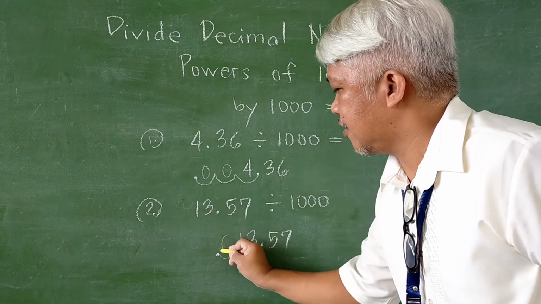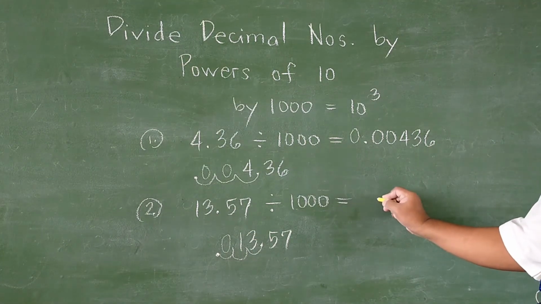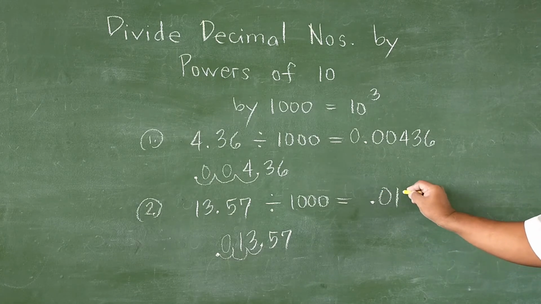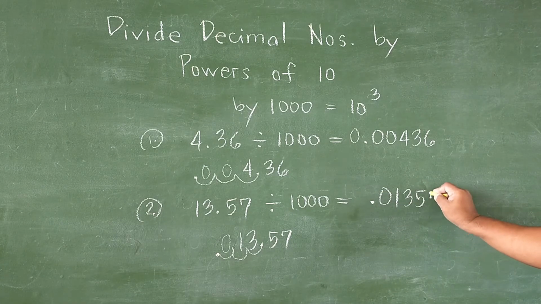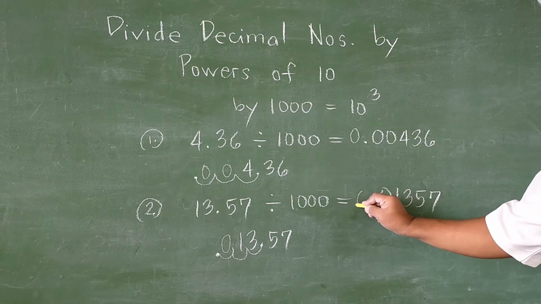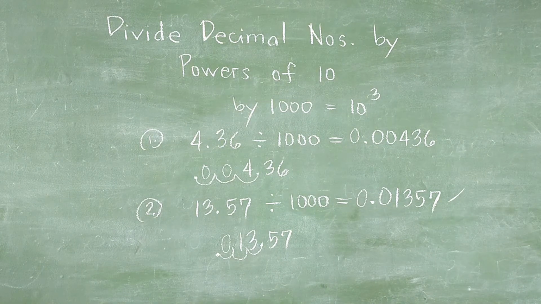Ano idadagdag ko dito? 0. Okay? Therefore, we have 0.01357. And again, before this point, pwedeng lagyan ng 0. And this is our answer. Okay?